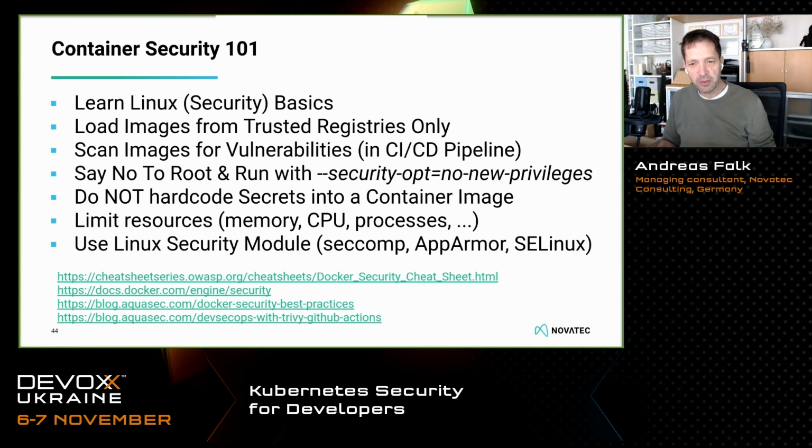Always scan images for vulnerabilities, especially in your CI/CD pipeline. Say no to root for your containers. Do not hardcode secrets into the container image. Limit the resources, memory, CPU-wise, process-wise, and also add security modules like seccomp, AppArmor, SELinux on top. Docker already has some default sets configured for you for Linux security modules, which is also a good fit between security and usability.